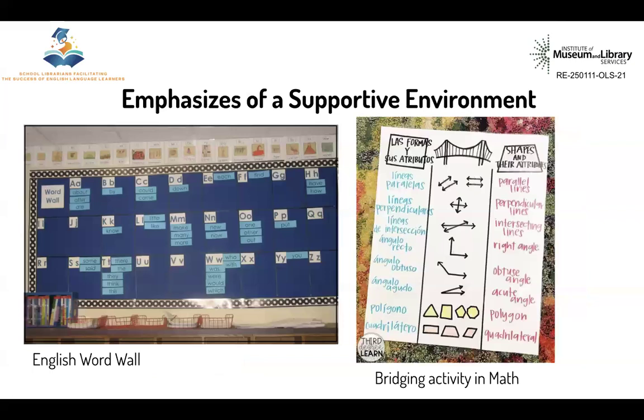Here's an example of an English word wall, what an English wall would look like in a dual language classroom. And then this is a bridging. This is what I mean by the bridging activity. So we know that math is taught in English. So at the end of a unit, we would bridge the opposite language. Here we see an example that the English and the Spanish is being bridged with the connection of visuals. So visuals are very, very important for EL students.